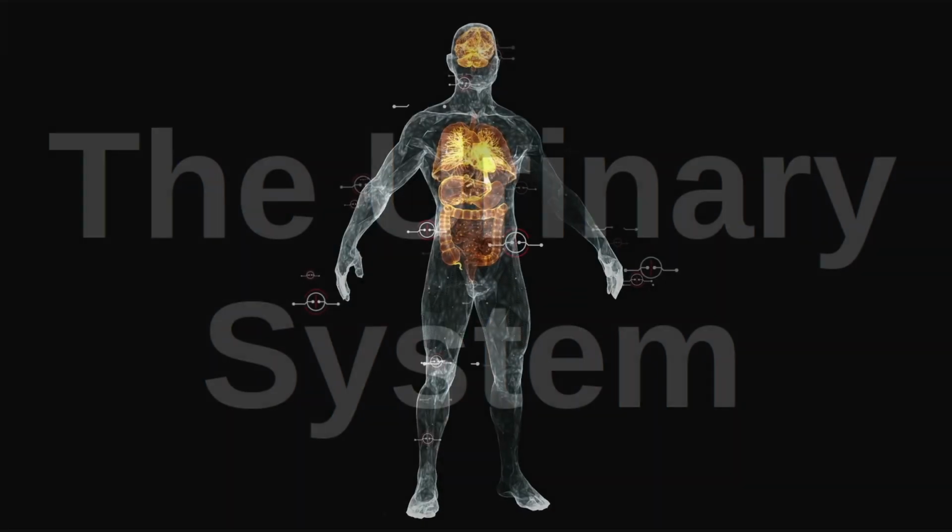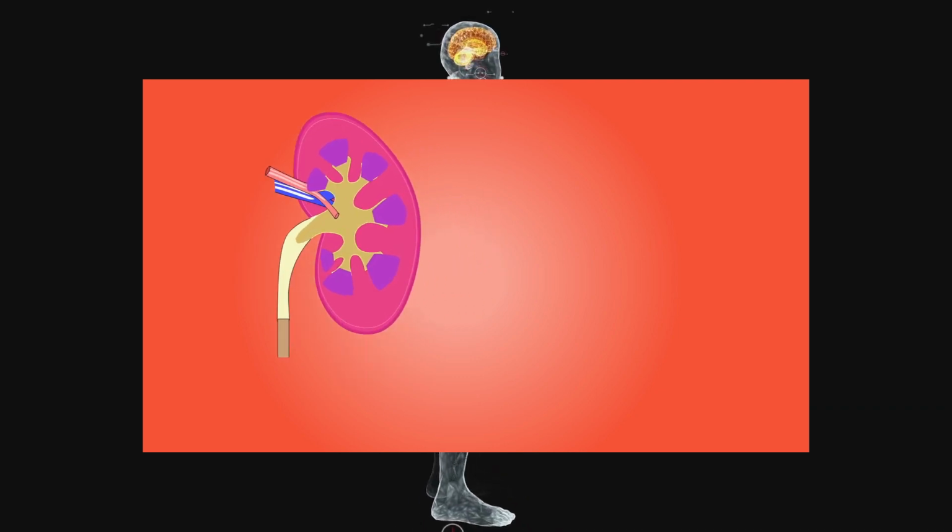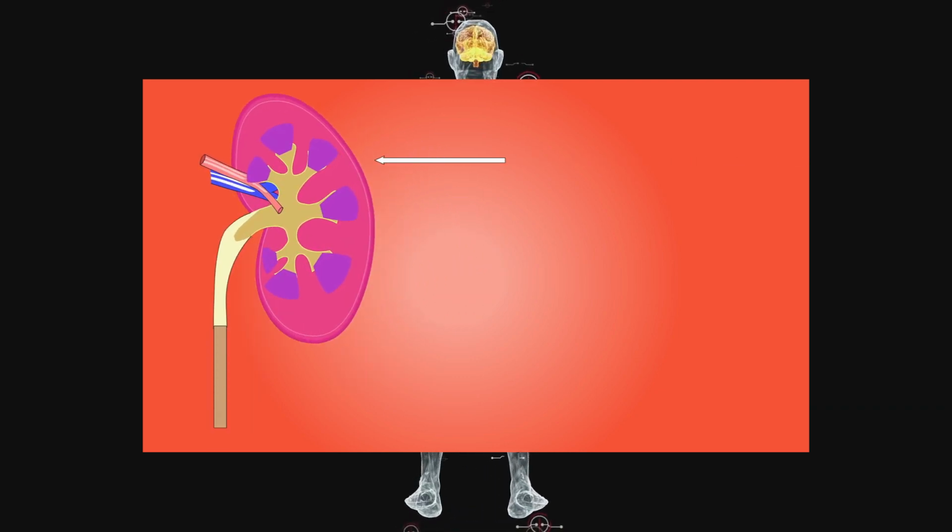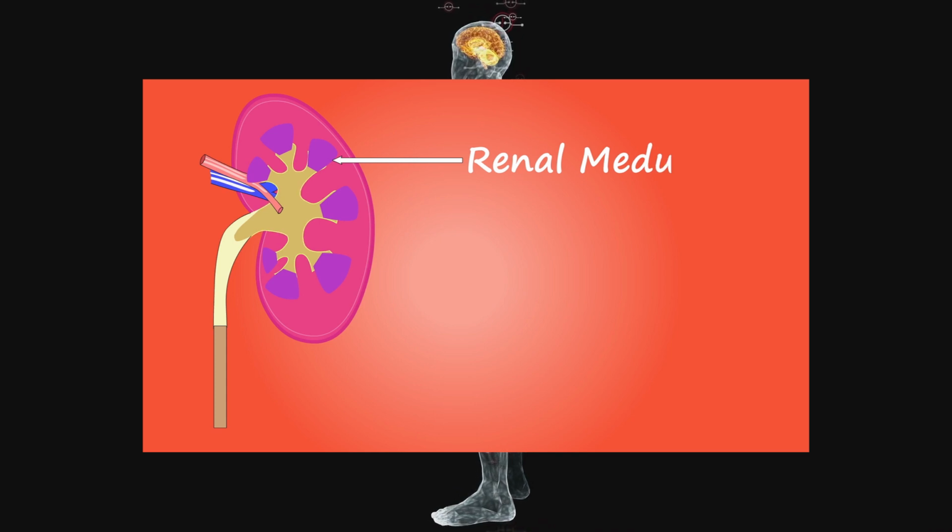Hello and welcome to this video on the renal system. The renal system effectively covers your kidneys, ureter, urethra and bladder. In short, everything involved with pee.